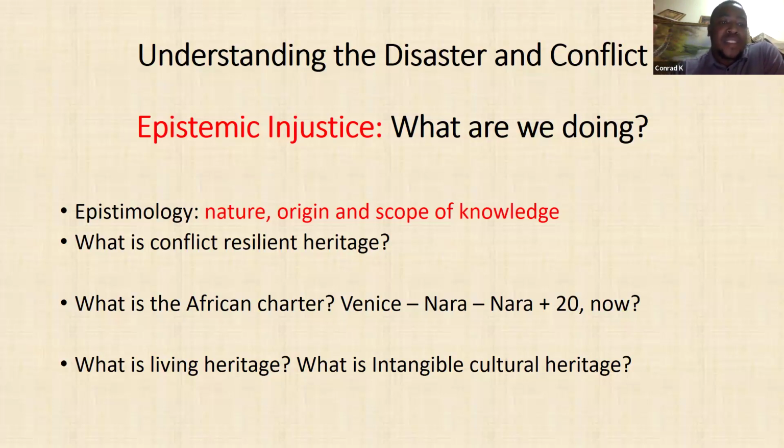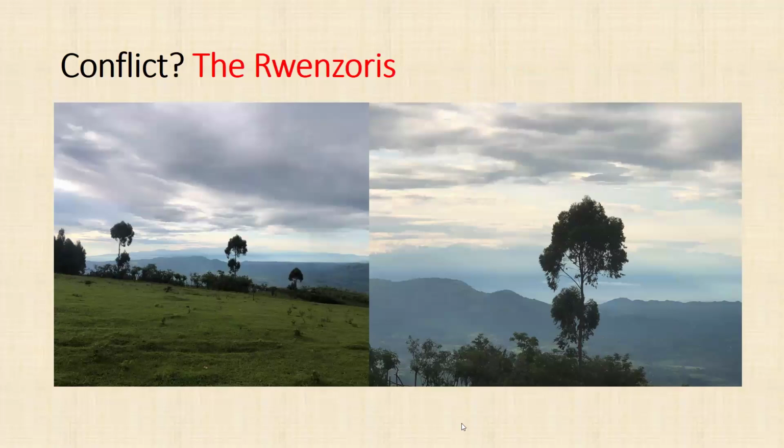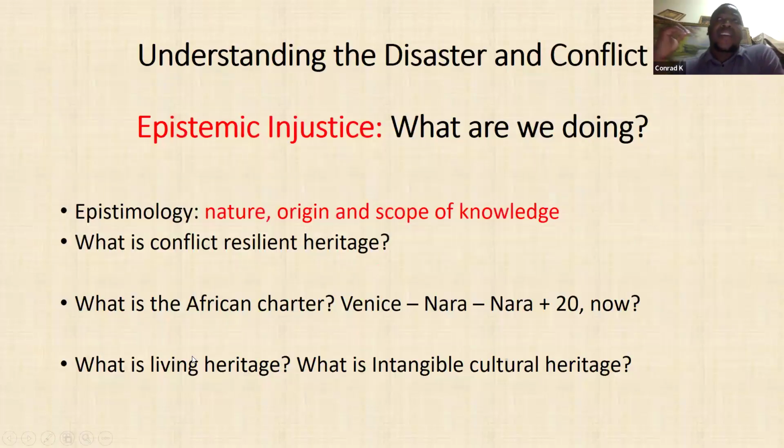What is the African Charter, or where is the African Charter that can guide and consolidate the conversation and the negotiation of heritage as a people? And then we have now moved into the space of intangible cultural heritage. And the thing is, for me, what is intangible cultural heritage to an African? Is it how I live every day?